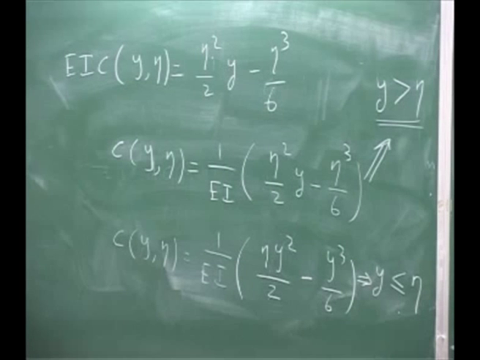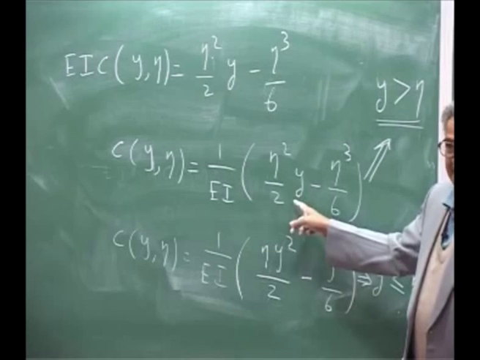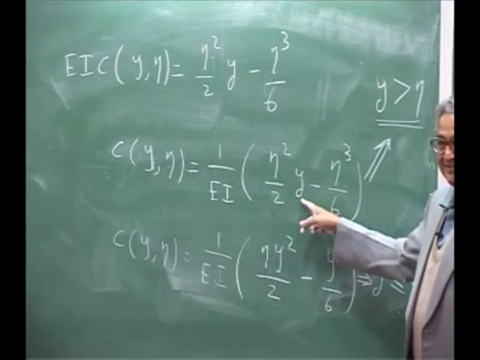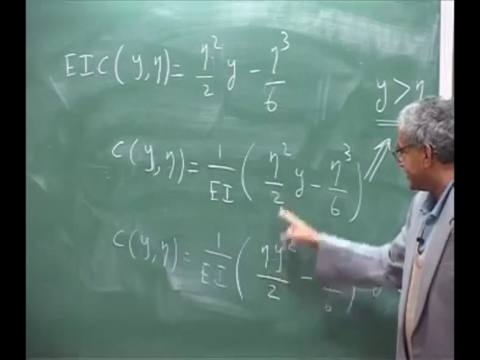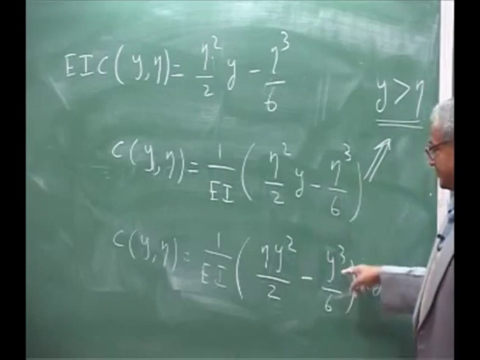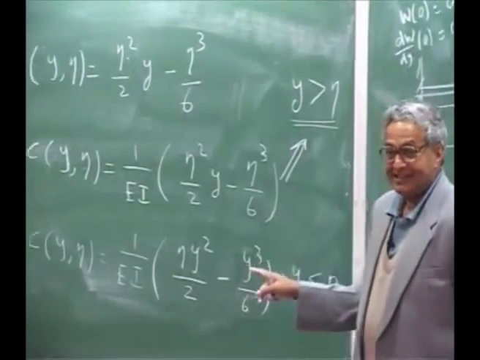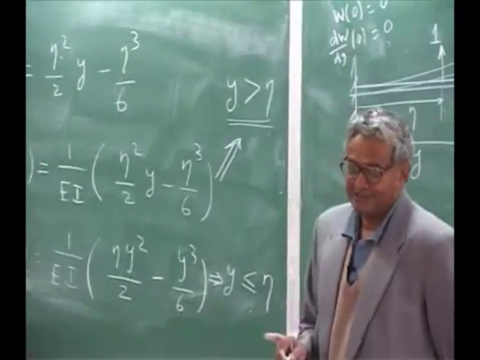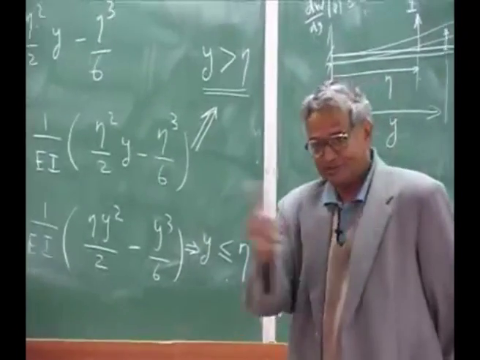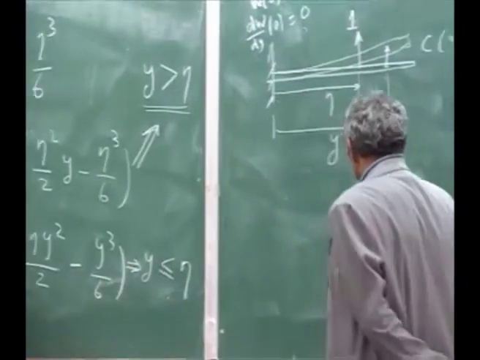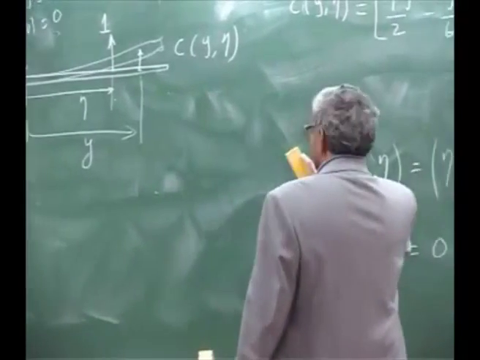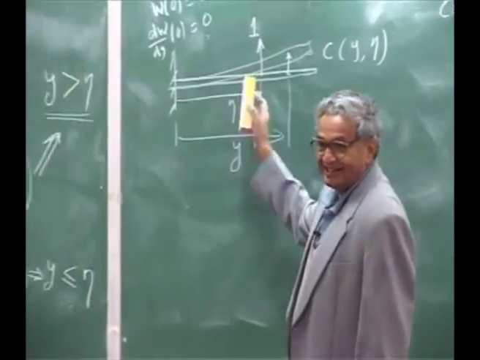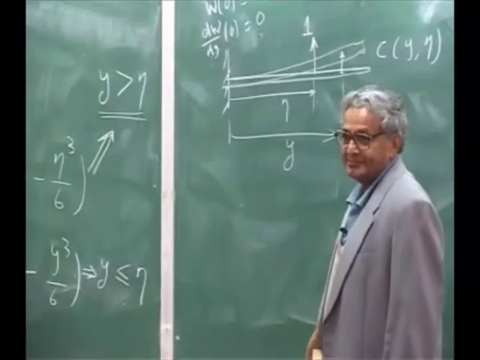Now you see the symmetry here. I can change y to eta. If I change y to eta, y is eta and eta is y, and so the flexibility influence coefficient function is also symmetric. Now using this function, you have to write the total deformation of the structure.